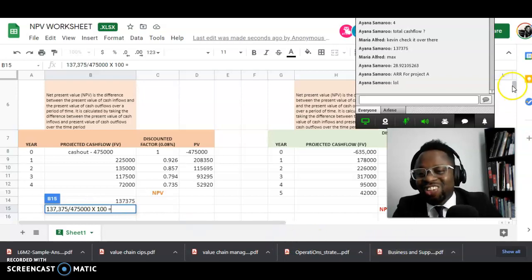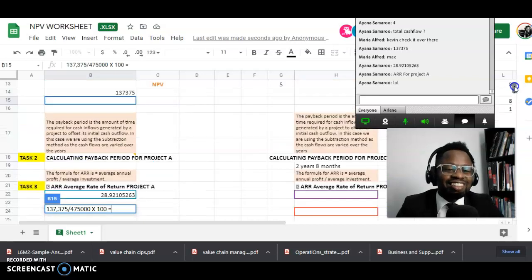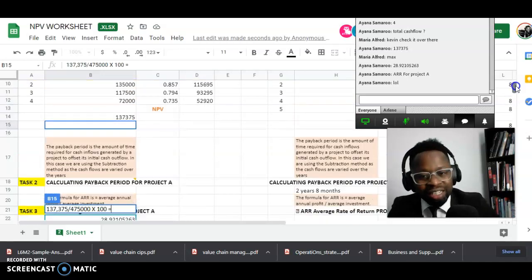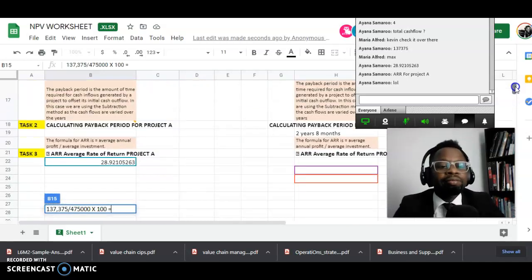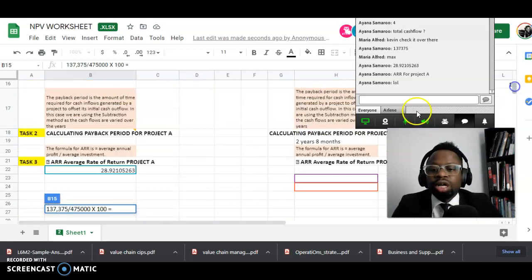All right. Sorry. Row 22. Oh my goodness. Okay. No problem. All right. My bad. I'm so sorry. Okay, right. So that's a percentage, right? That's a percentage. Good. So you understand that.